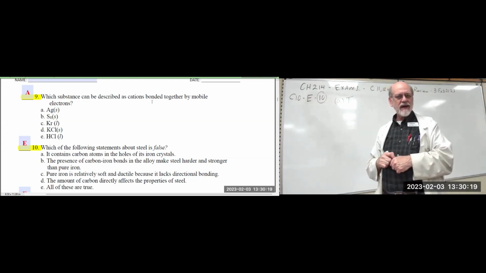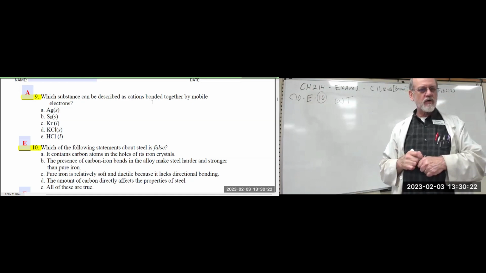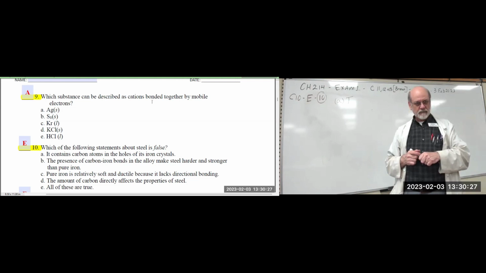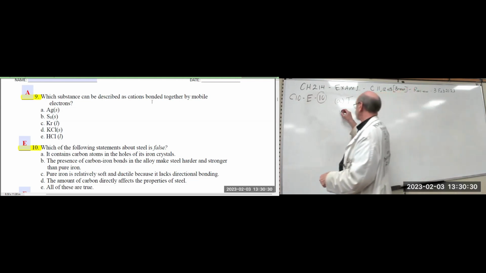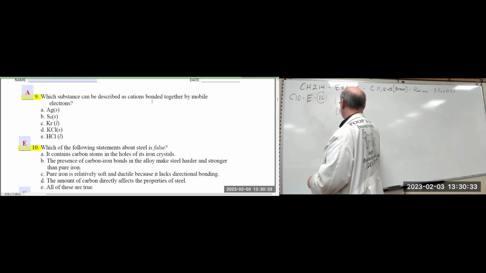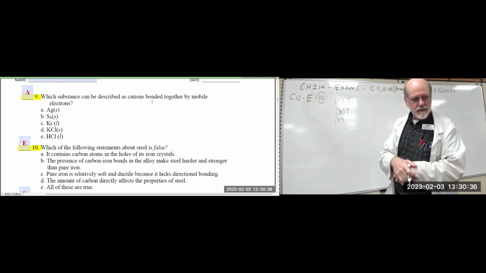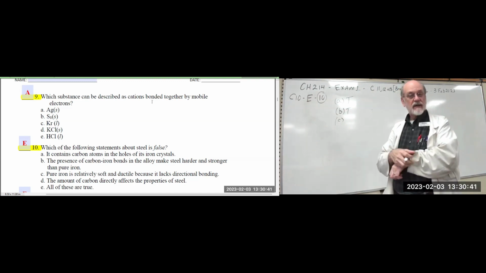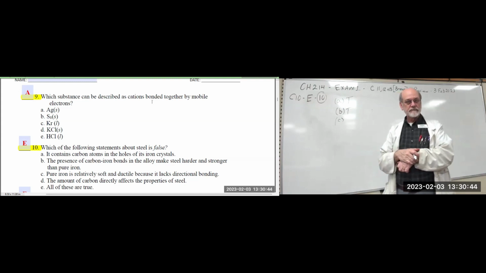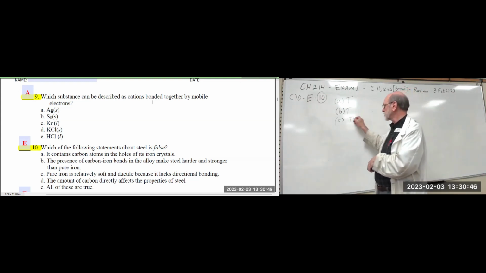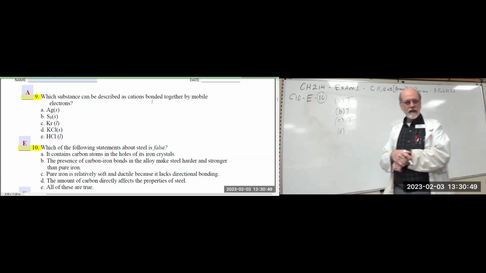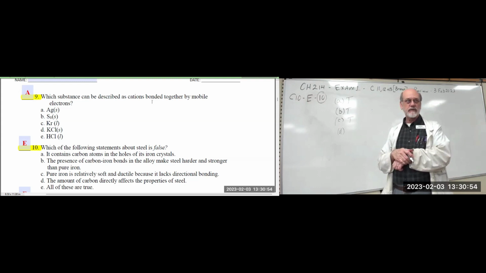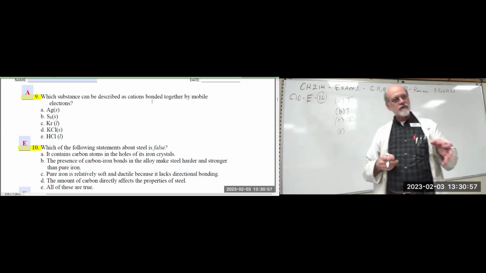B, the presence of carbon-iron bonds in the alloy makes steel harder and stronger than pure iron. That's also true. So B is true. How about C? Pure iron is relatively soft and ductile because it lacks directional bonding. That is also true. D, the amount of carbon directly affects the properties of steel. That's definitely true. Consider low carbon steel versus high carbon steel.